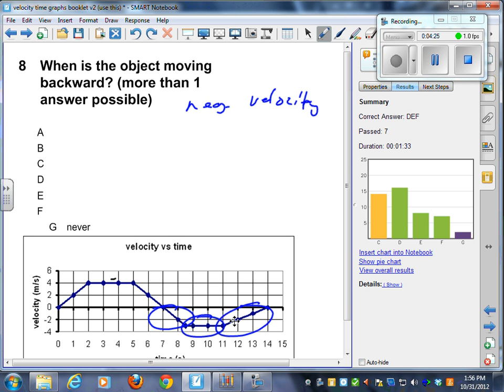There's F right here. It's a graph of velocity, Bray. Remember before we talked about position time graphs? These are different. These are velocity graphs. A graph of the velocity.